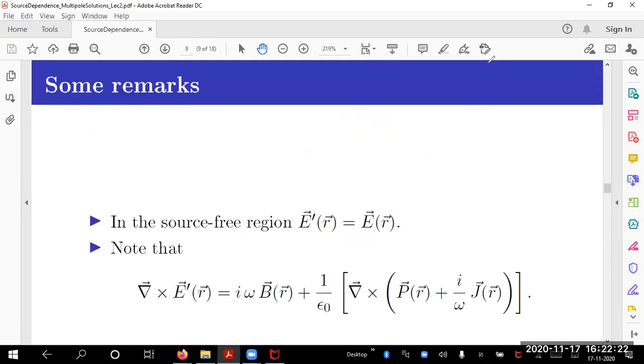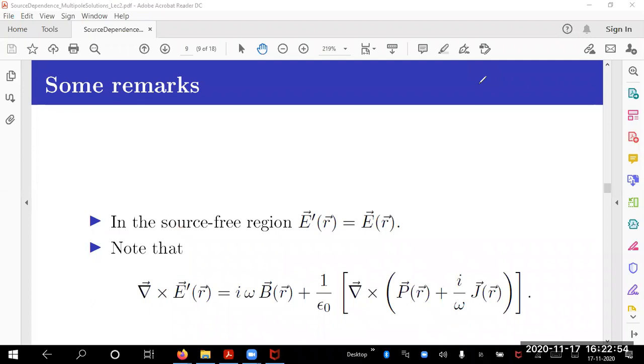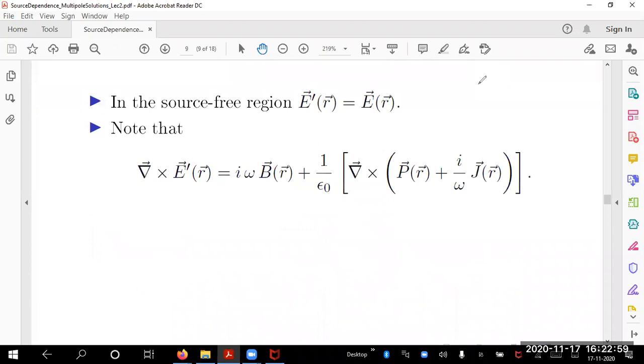So remember that some remarks are that in the source free region, I have E prime of R simply E of R, because I don't have a displacement vector. There is no polarization and all that. I don't have anything. And curl of E prime is some value. Let us not bother about all this. I don't expect you to remember these things unless it is given, but I have to know how to solve it. Basically, I have an idea about the solution of these equations in some way. So I will just continue with that.